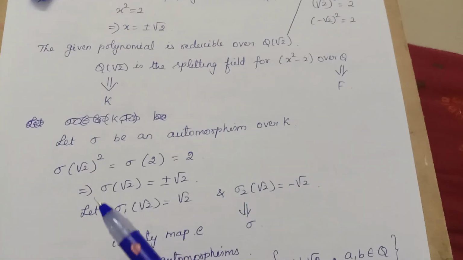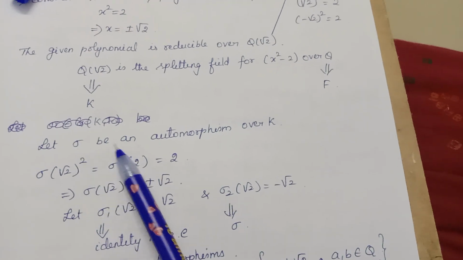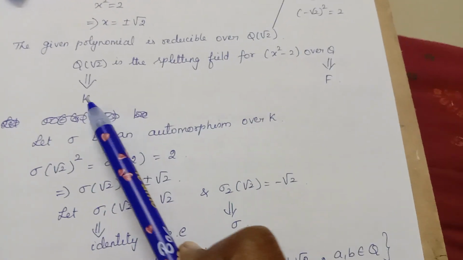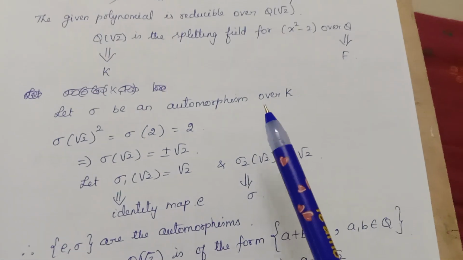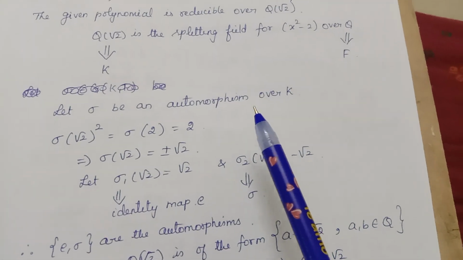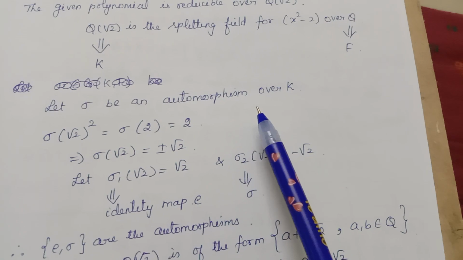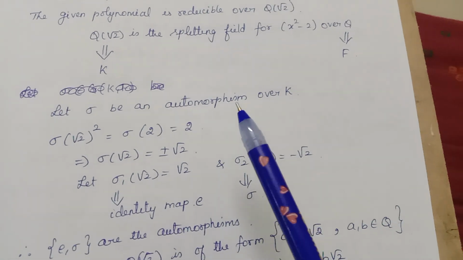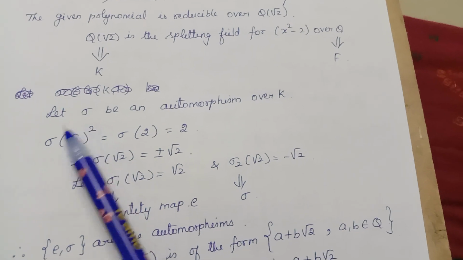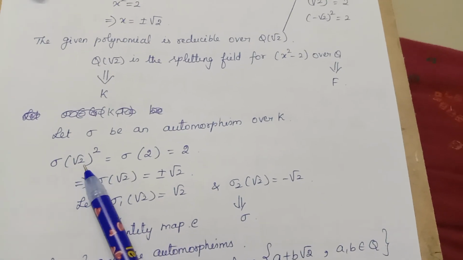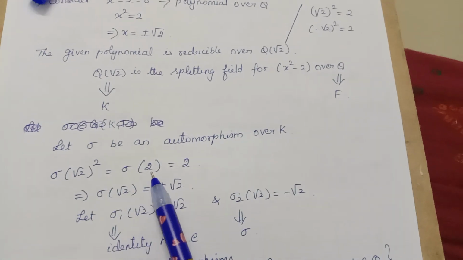Now next, let sigma be an automorphism over K. I am taking one automorphism over K. I am going to find what is the fixed field for G(K, F). So if sigma is an automorphism, what is sigma of root 2 square? Equal to sigma of 2.